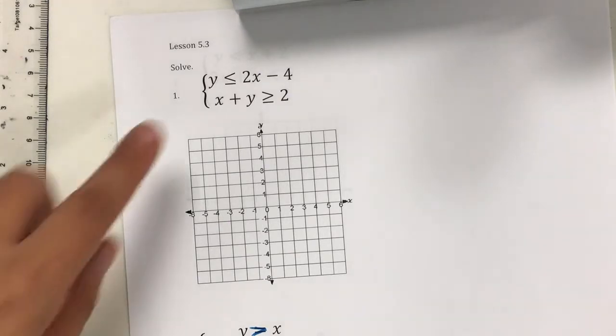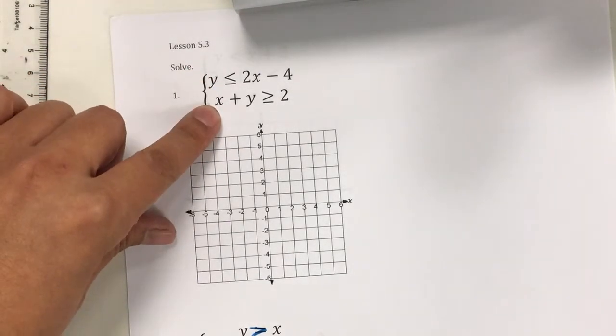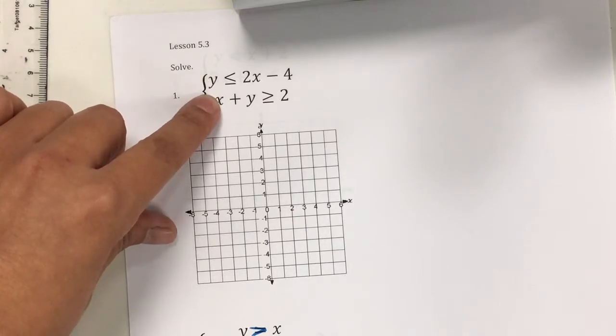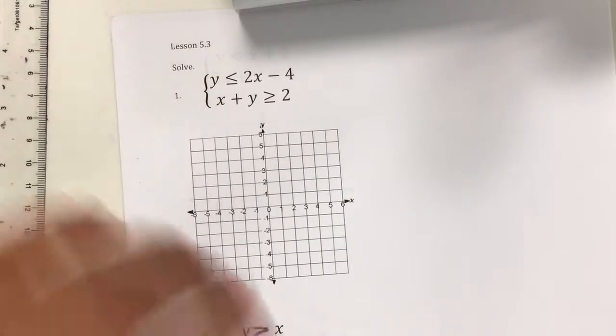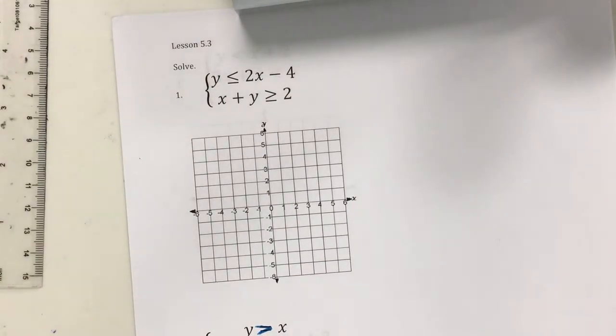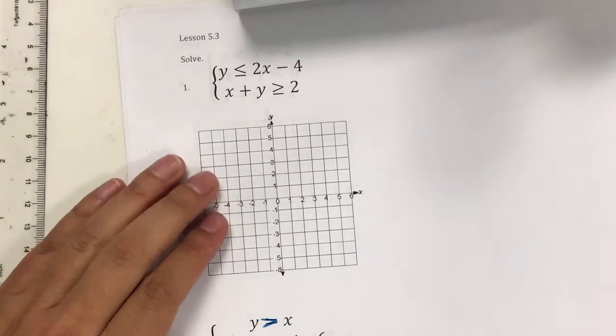with these two inequalities. And so what we need to do is figure out what the solutions are, where the two shades will meet, and that will be the solutions for these systems of inequalities. And so I'm going to be using different colors to make it easier.